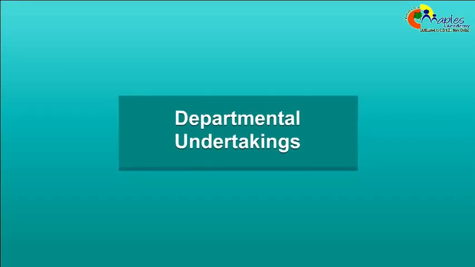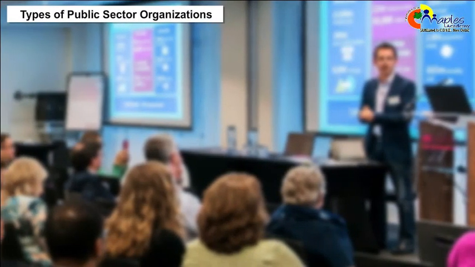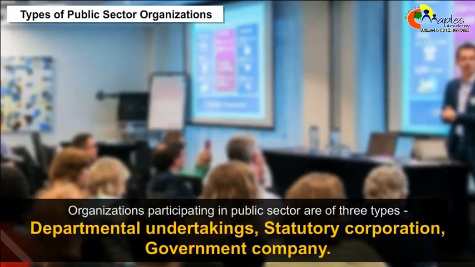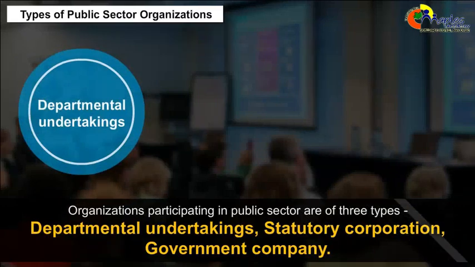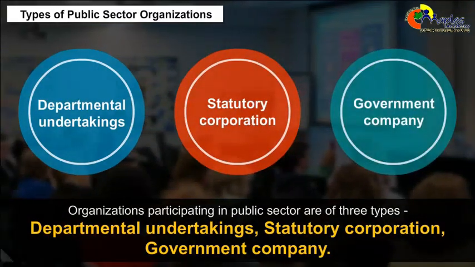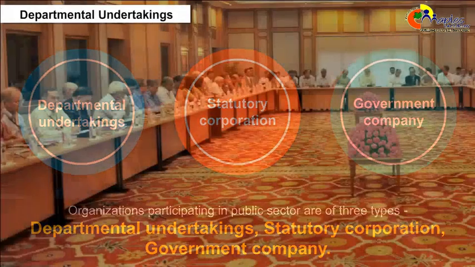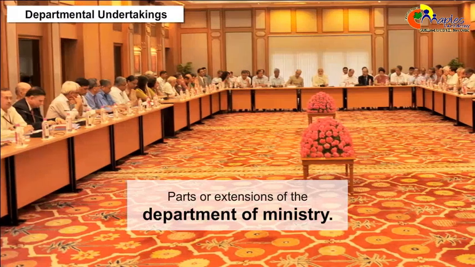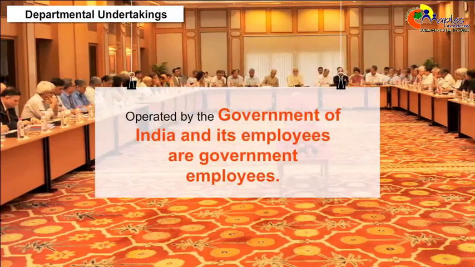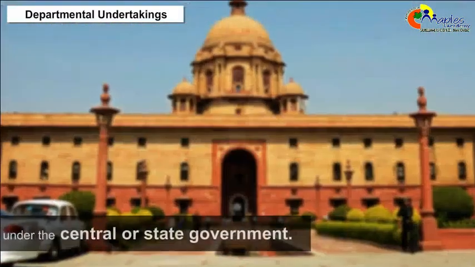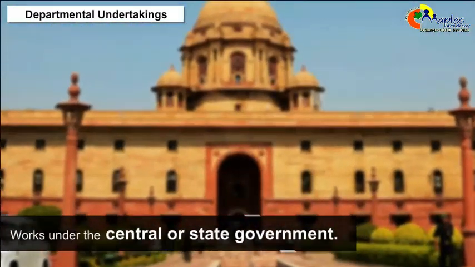Departmental undertakings. Types of public sector organizations. Organizations participating in public sector are of three types: departmental undertakings, statutory corporation, government company. Departmental undertakings. Parts or extensions of the Department of Ministry, operated by the Government of India, and its employees are government employees. Works under the central or state government.